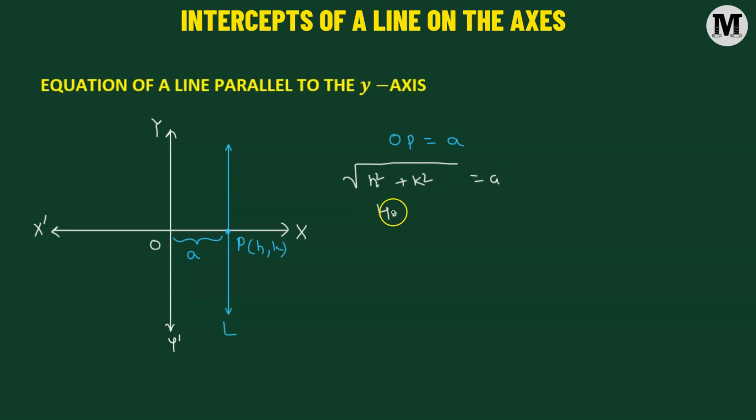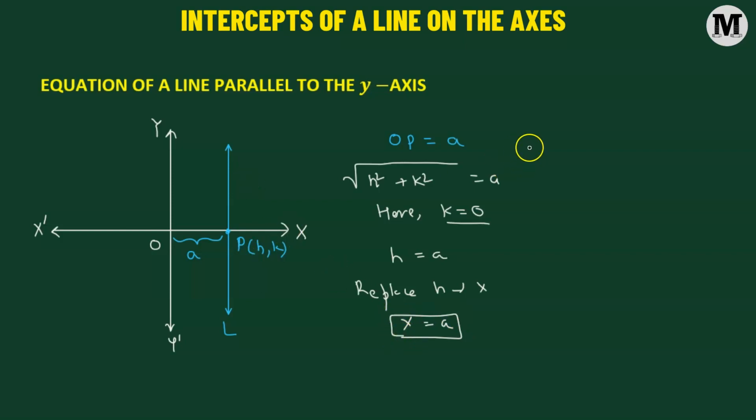Now here, the value of k will be equal to 0, because on the x-axis, the k value is going to be 0. Which gives us h equals a. Now to find out the equation of the locus, all we have to do is replace the value of h with x, and that gives us x equals a. So this is going to be the equation of the line.